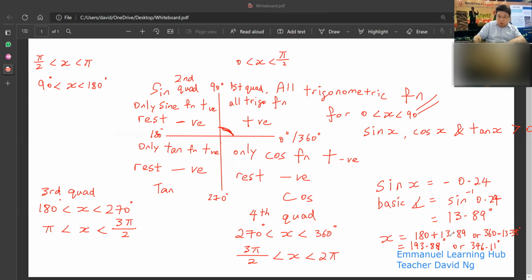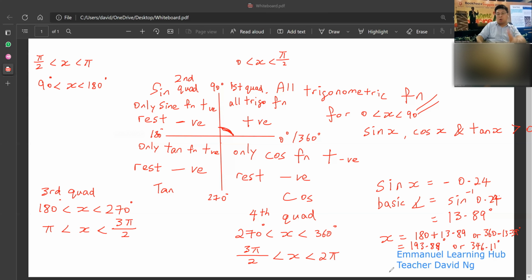In other words, for every trigo equation, there's always at least two answers. There can be three answers, but there's at least two. Three answers is when it lies at 180 degrees, 0 degrees or 270 degrees. Those you might have three answers. Typically, you have two answers.